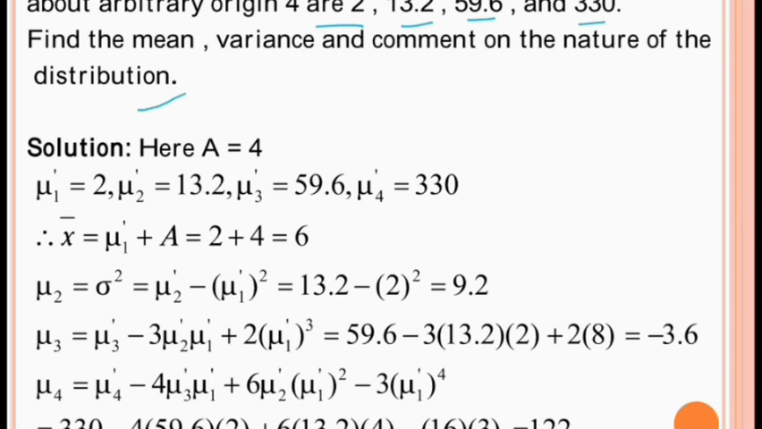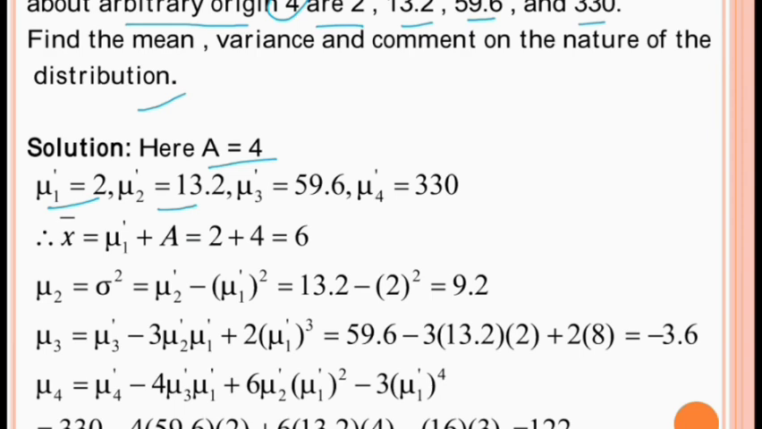See, what formula will we use here? It is given to us that it is about arbitrary origin. So we need to use the formulas of mu2, mu3, mu4 and x bar. Here, about arbitrary origin 4 is given, so A will be equal to 4. And 4 moments are given to us about arbitrary origin: mu1 dash will be 2, mu2 dash will be 13.2.